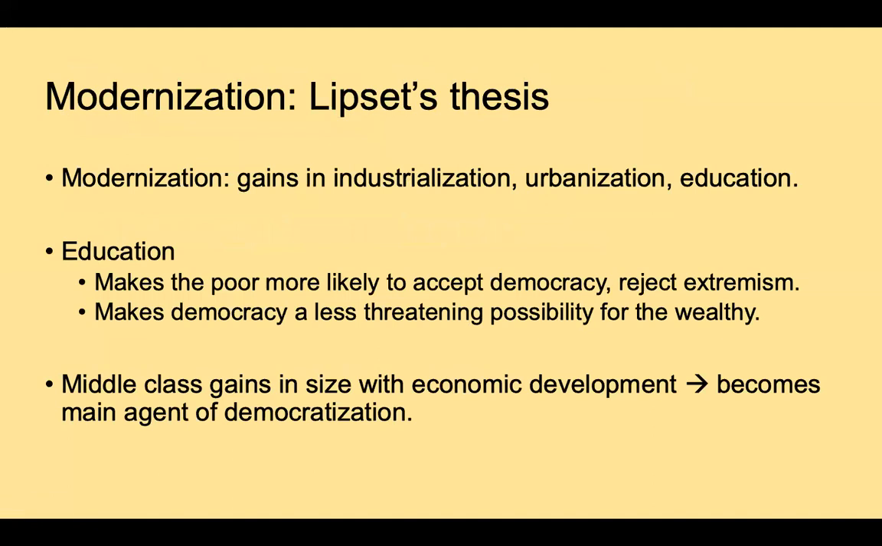Gains in industrialization and a transformation in the economy from agriculture to manufacturing and services set off urbanization and the movement of peasants into the cities, increases in education and literacy, and the expansion of the middle class. Education plays a really important role. Education is a result of economic development, according to Lipset, and education makes the poor more likely to accept democracy and reject extremism. It makes democracy a less threatening possibility for the wealthy.